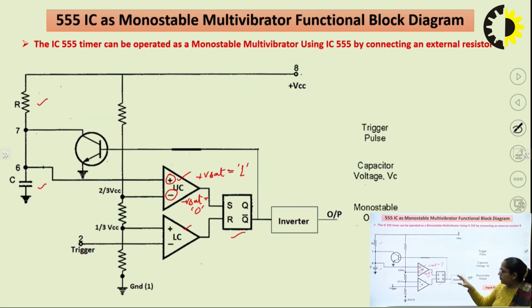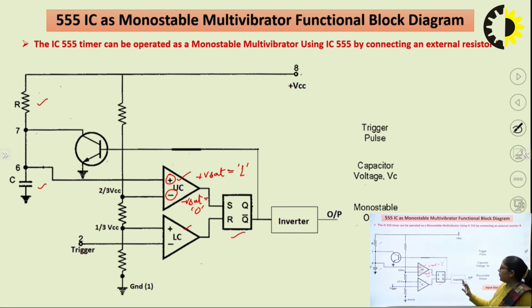So, in our internal block diagram of 555 timer IC, we will have one SR flip flop. The input to this SR will come from the output of comparator. The output of comparator will be either plus Vset or minus Vset, depending upon the voltage at which terminal is higher. Plus Vset will be considered as logic 1, minus Vset will be considered as logic 0. So, this will make S and R to be 0 0, 0 1 or 1 0, corresponding to which we will get the output Q and Q bar.